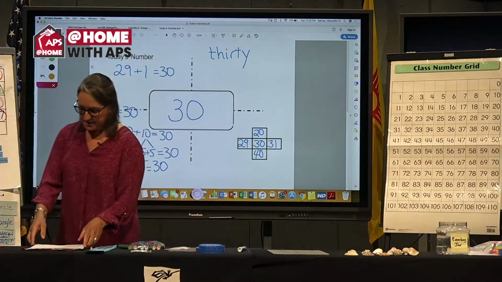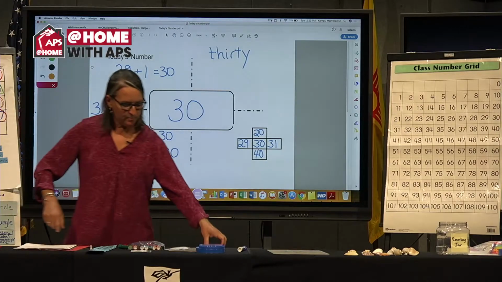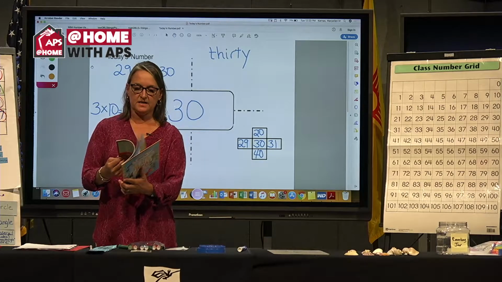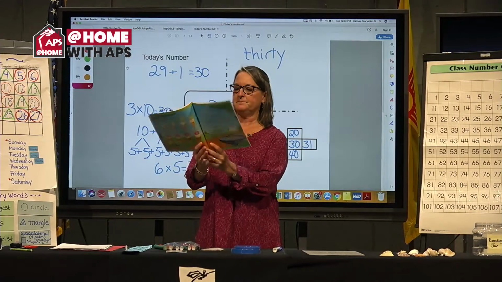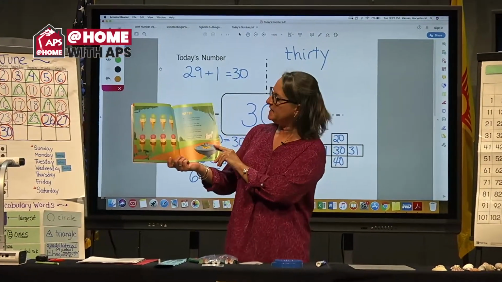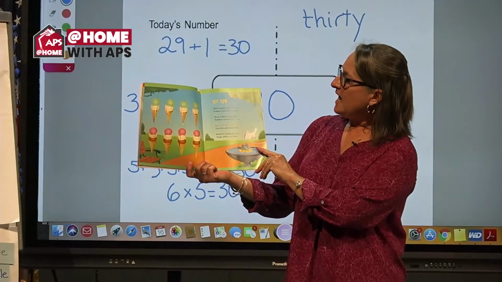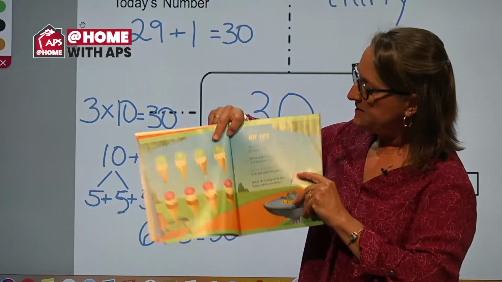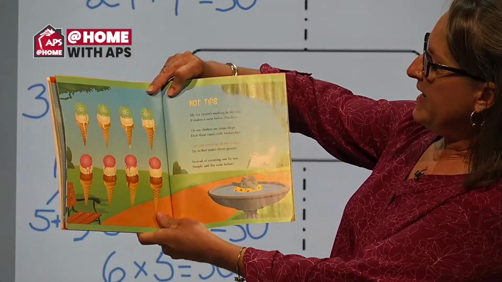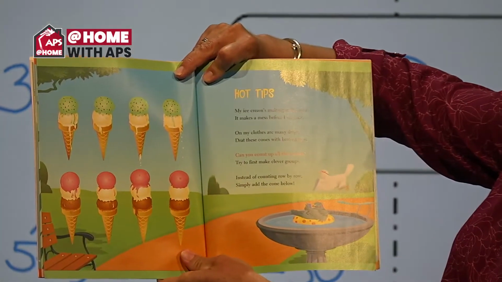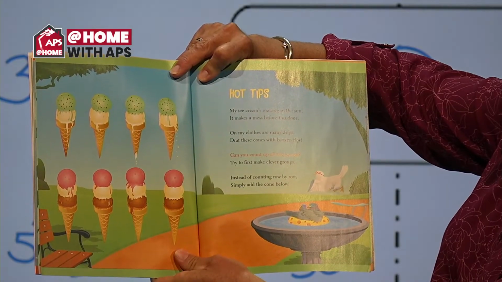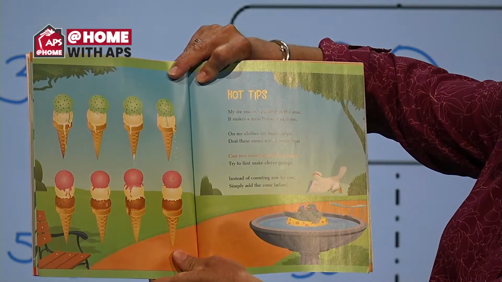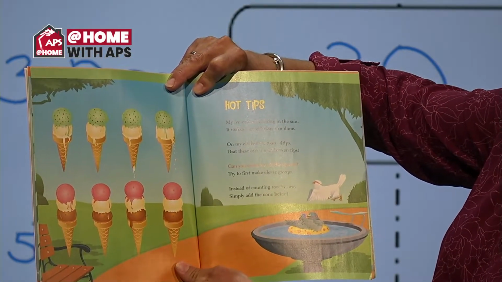We want to get to a riddle from our riddle book because we didn't get to it yesterday. Here we go. Remember I said it would be about ice cream. Hot tips. Can you see it? My ice cream's melting in the sun. It makes a mess before I'm done. On my clothes are many drips. Drat these cones with broken tips.